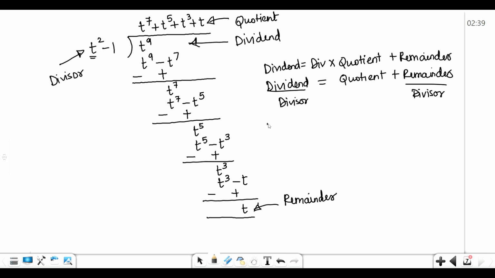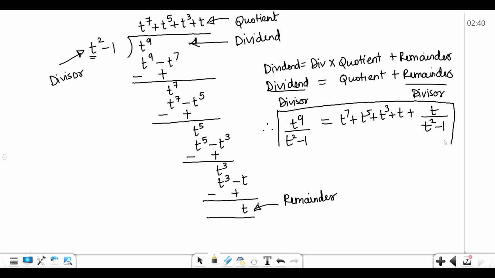Now what we have in the dividend is t to the power 9, and the divisor is t square minus 1, is equal to, what is your quotient? t to the power 7, t to the power 5, t to the power 3 and t, plus what we have in the remainder, which is t upon the divisor, t square minus 1. Okay, so overall we can replace your question with this whole term and integrate individually.